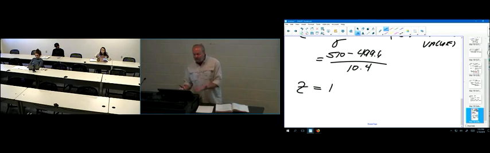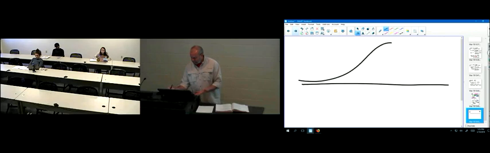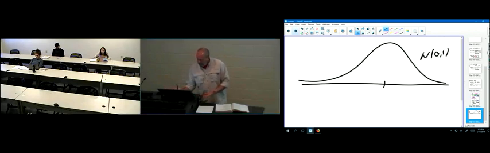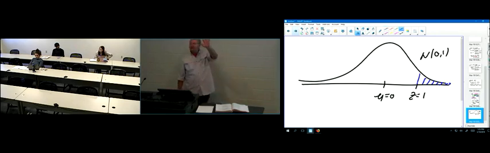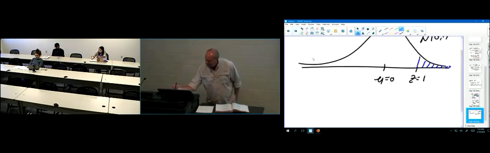And then what does this do for me? It takes me to the standard normal distribution. The mean of this guy is 0, and you just got a z-score of 1. And I still want this area to the right. I want to be able to use that table A and all that stuff. That's the reason I'm doing this, right? I want an exact answer here. And so this is where you would pull up table A.